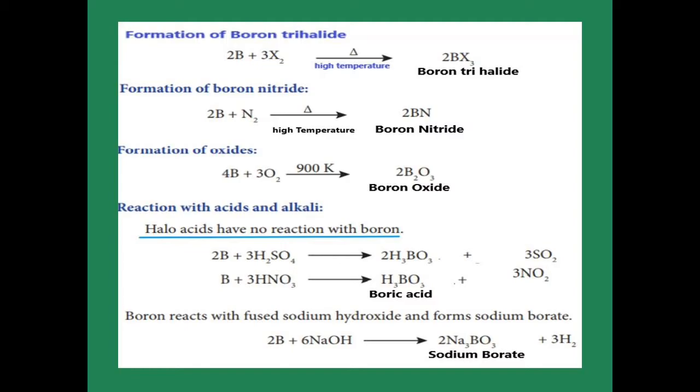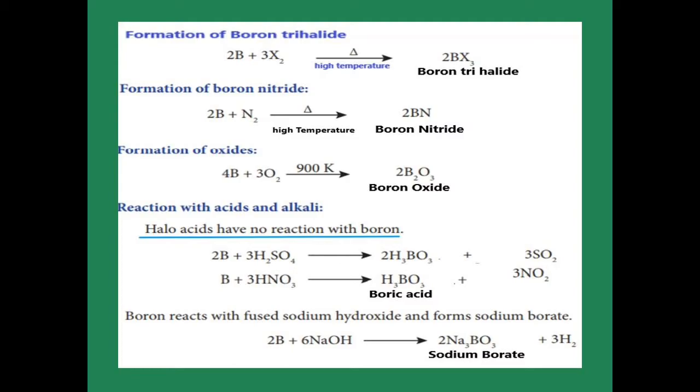Next one, boron nitride. When boron is added with nitrogen in the presence of high temperature, we get boron nitride. Here the formula of boron nitride is BN. Boron valency is +3, nitrogen valency is -3, so both cancel each other. We get B for boron +1, nitrogen -1, so that we get the formula BN. So, boron nitride.